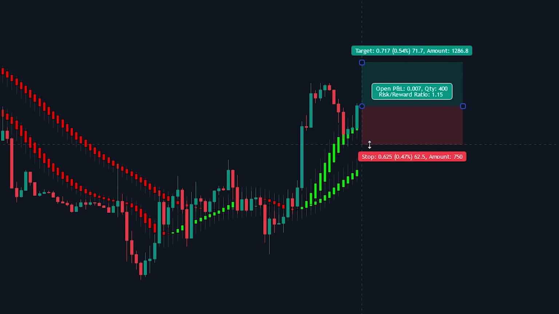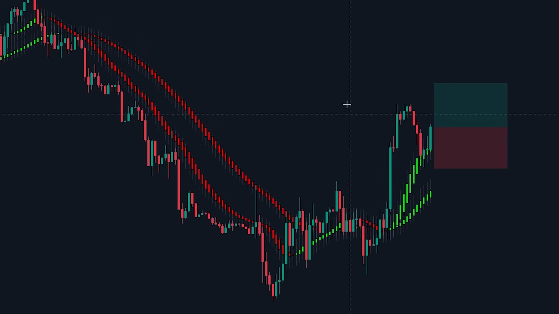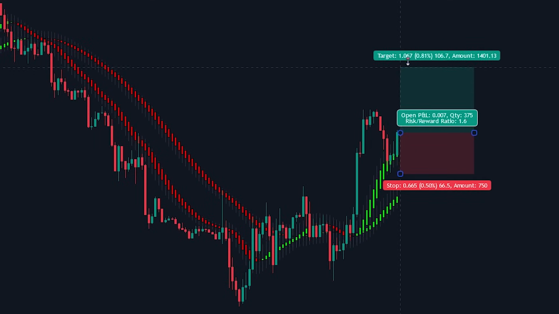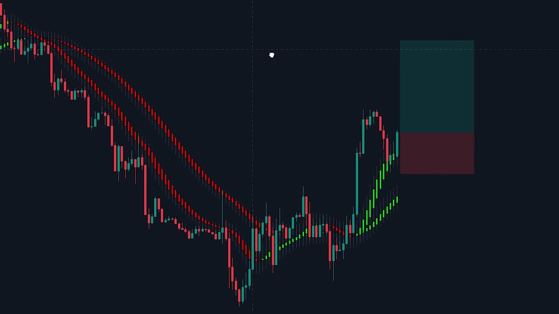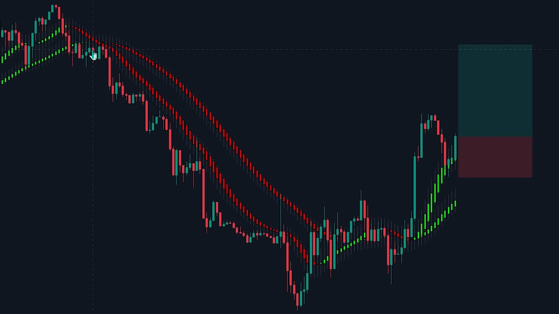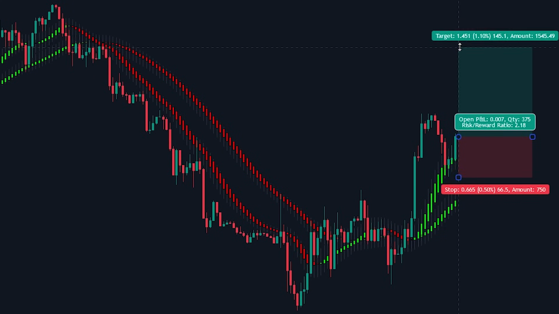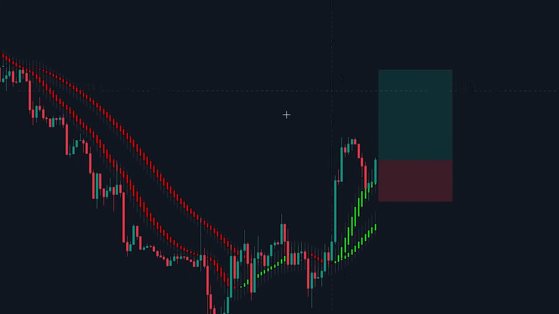For the take profit, we will be targeting a recent swing high, aiming for a risk-to-reward ratio of at least 2. Here we see that there was a small consolidation that took place, so let's place the take profit here. Now let's see how the trade plays out.